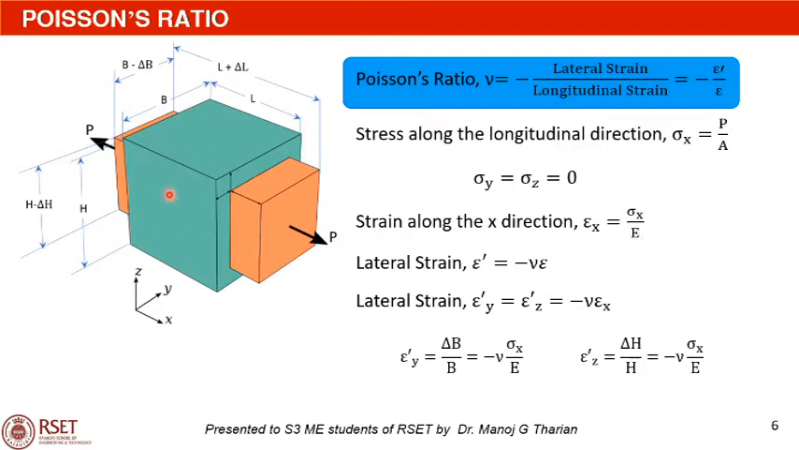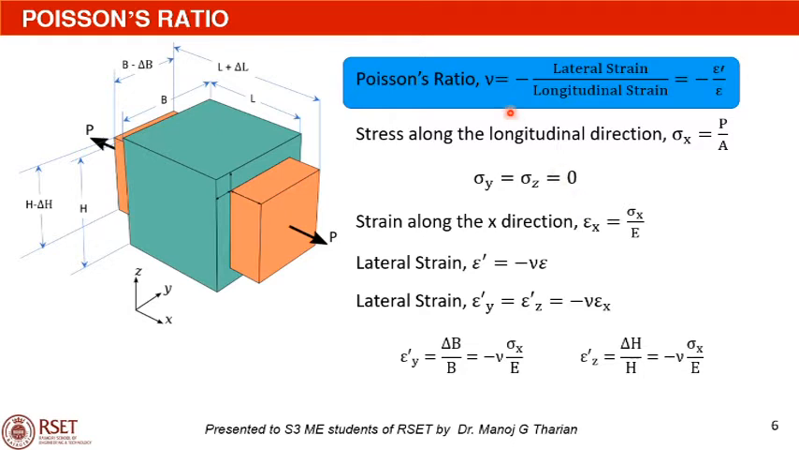As can be seen from this figure, when the block is elongated along the x direction due to the force P, there will be a reduction in the cross section. That is, there will be a contraction in the lateral direction. This results in strain along the y and z directions. The strain along the y direction due to the stress along the x direction is called the lateral strain along the y direction, and it is denoted by epsilon y dash. Similarly, the lateral strain along the z direction is denoted by epsilon z dash. The dash or prime is used here to denote that this is the lateral strain that is due to the stress along the longitudinal direction.